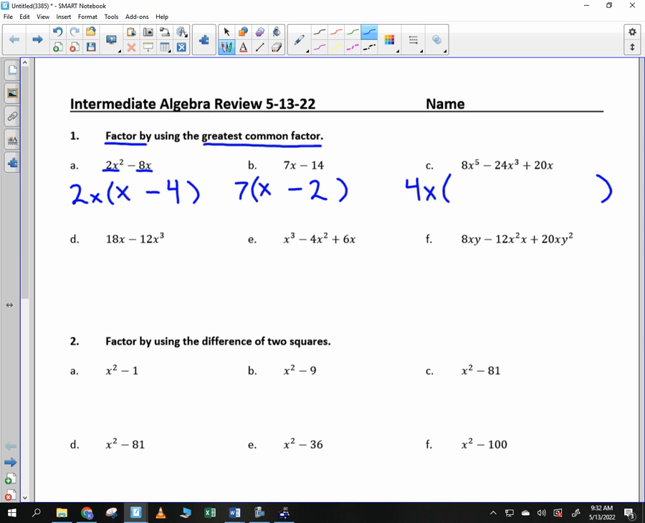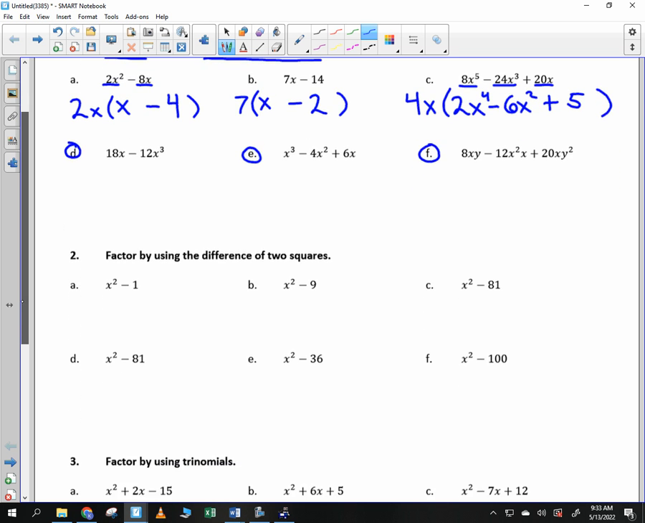So I can take out an x as well. And 4x times what is 8x to the 5th? That would be a 2x to the 4th. 4x times what is 24x cubed? Be a 6x squared. And then 4x times what is 20x? That would be a plus 5. So you can see that all these problems, D, E, and F, will all be where you take out a greatest common factor.